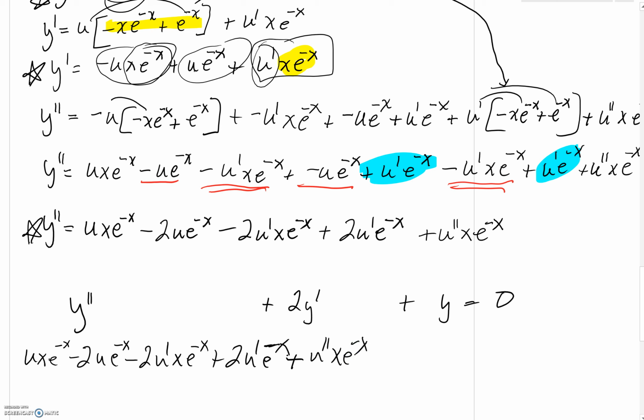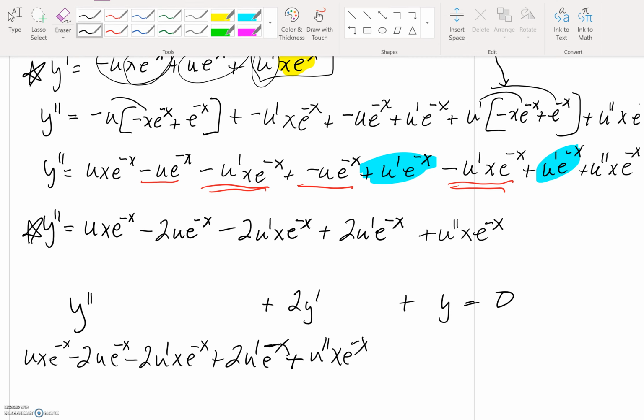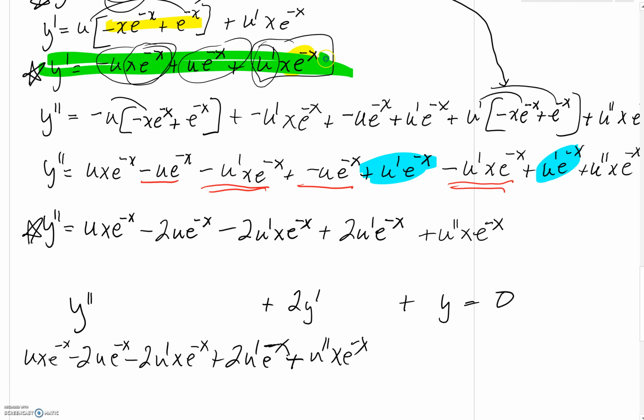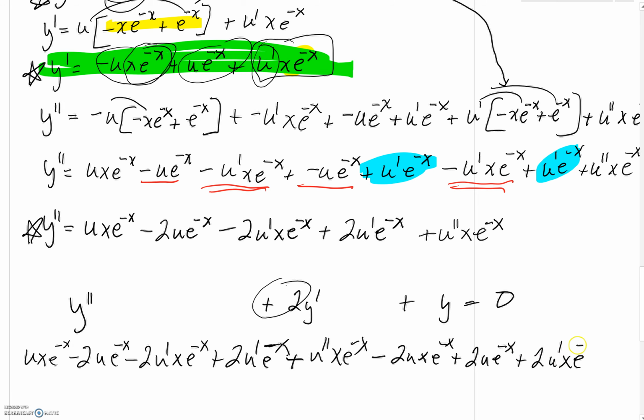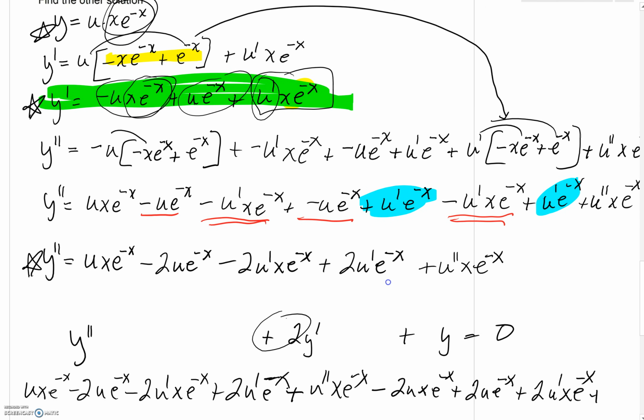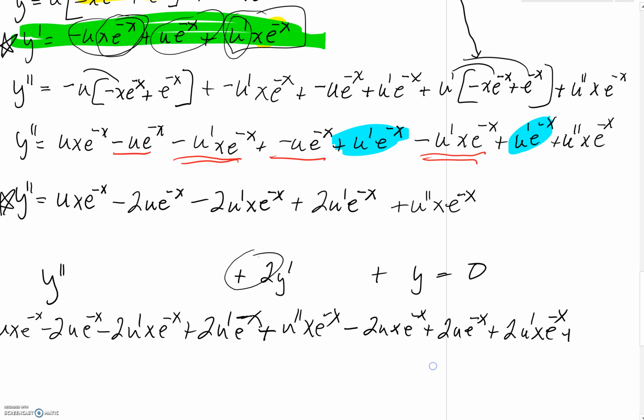Then we're going to double y prime. Well, y prime, I'm going to highlight in green right here. We have to double that, however, because as we're plugging that in, you can see it's a plus 2. So I'm going to turn that into a minus 2ux e to the negative x plus a 2u e to the negative x plus a 2u prime x e to the negative x. Finally, we're going to say, what about y? Well, y was just ux e to the negative x. So we have a ux e to the negative x. All of this was equal to 0.